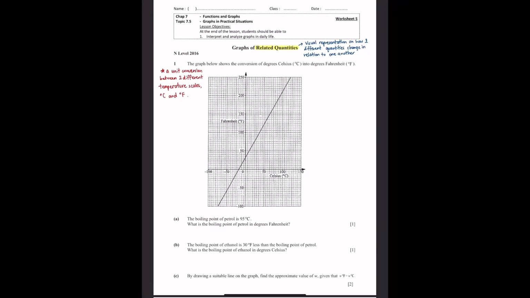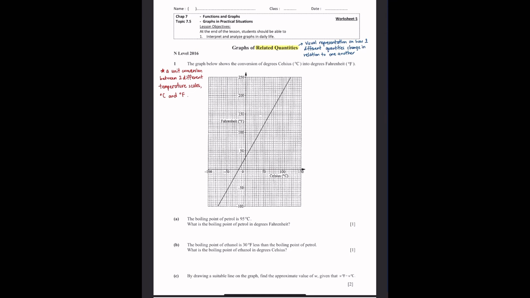Hello students, today I will be going through chapter 7 functions and graphs on worksheet 5, which is graphs in practical situations. At the end of this lesson, you should be able to interpret and analyze graphs in daily life. I'll start off with the first section, which is graphs of related quantities. This means a visual representation of how two different quantities change in relation to one another.